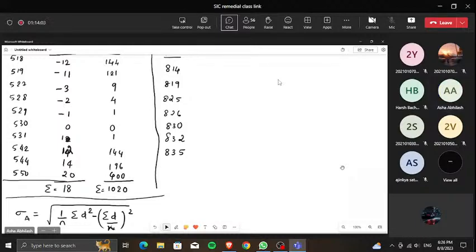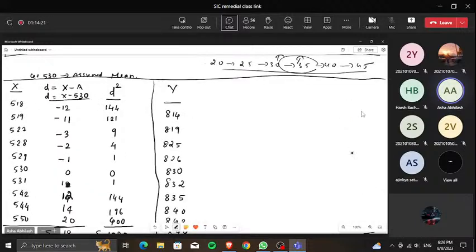Clear? Yes. 835, 840, 842, and 844. Now, what are all the things that we have done just now? The same procedure you have to continue here. If you want, you can consider this as your D A for group A, and this is for group B. What is that? X minus assumed mean. You can consider the arithmetic mean as some B.